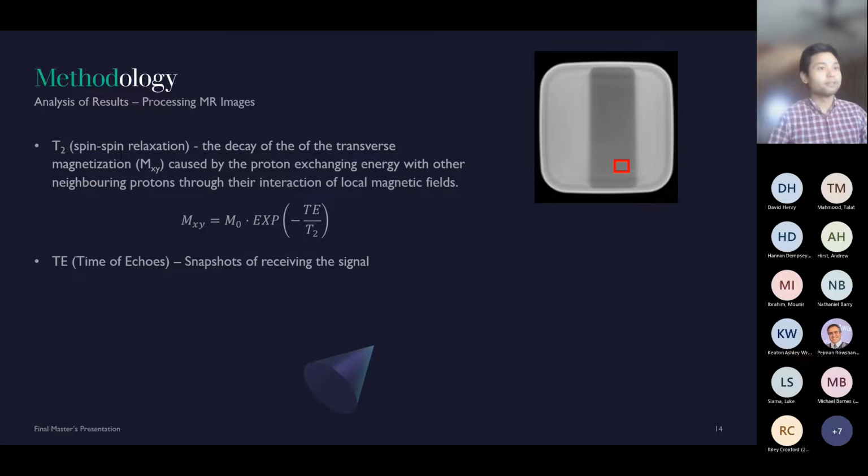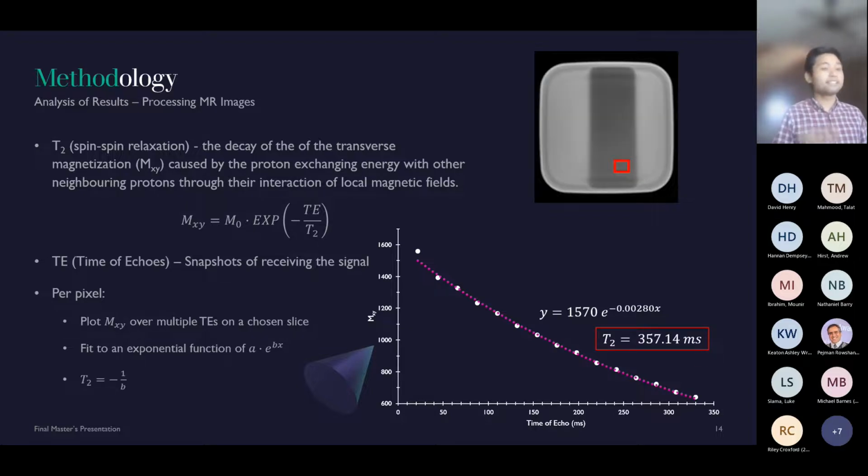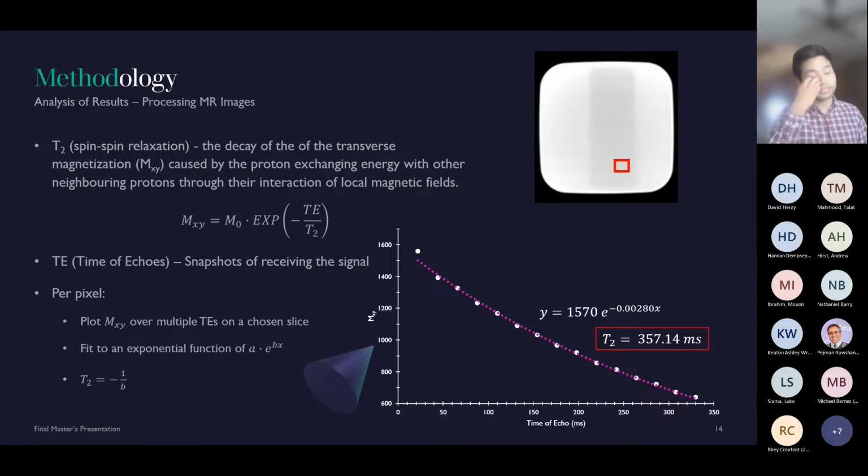And so how I get a T2 mapping or T2 image, I'll walk you through it. Say we've got a red voxel in the image on the top right-hand side. I plot the magnetization over time and over a chosen slice. I then fit it to an exponential curve, and then we get the T2 time, which is 1 over negative b. So b is just the constant in the exponent of the exponential, and then we map it to an image. So we do that to every pixel, and then we can get ourselves a T2 map.